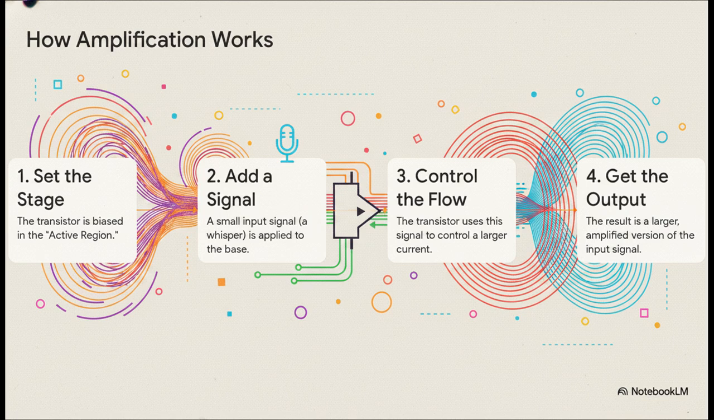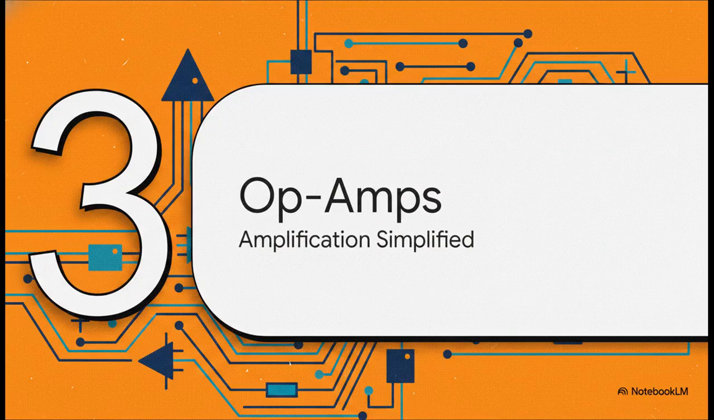The whisper becomes a roar. That's amplification. Now, as you can imagine, building a really good amplifier from a bunch of individual transistors can get pretty tricky. So engineers came up with this brilliant little shortcut to make life easier: the operational amplifier, or as everyone calls it, the op-amp.